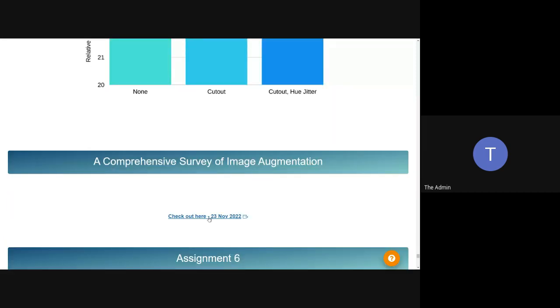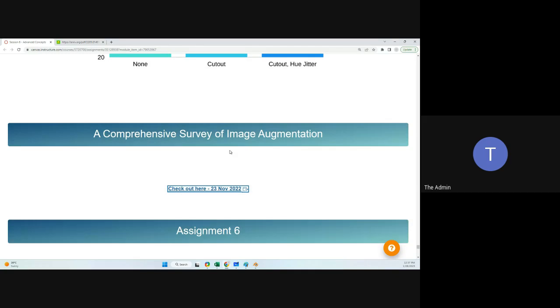Now, here's a comprehensive survey that came out like last month, and this talks about every single data augmentation strategy you might be interested in, but completely up to you. You just need to stick to cutout.